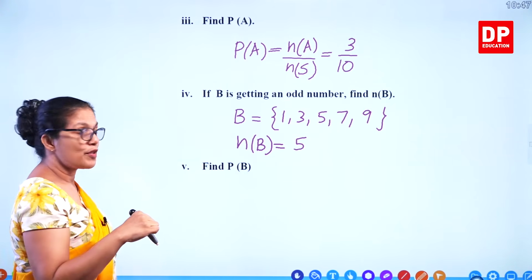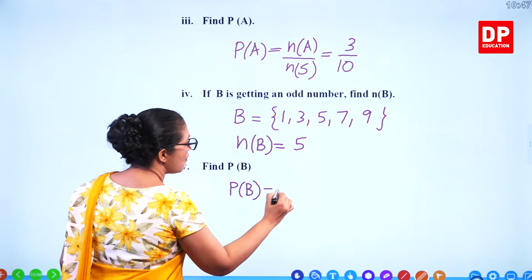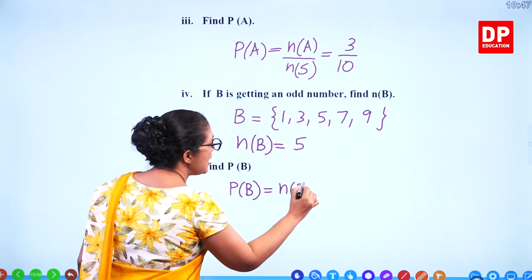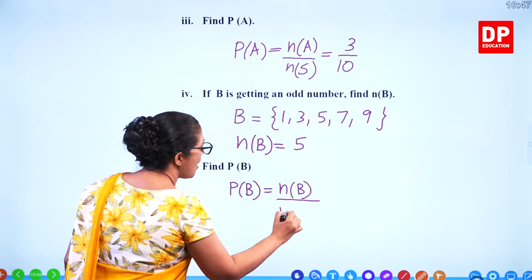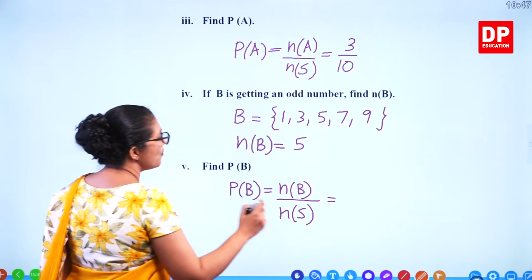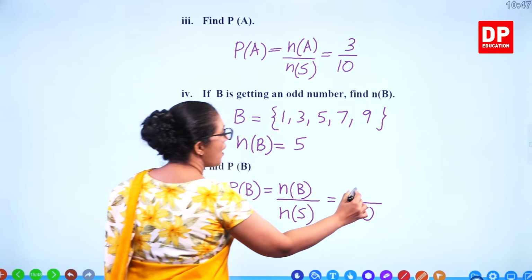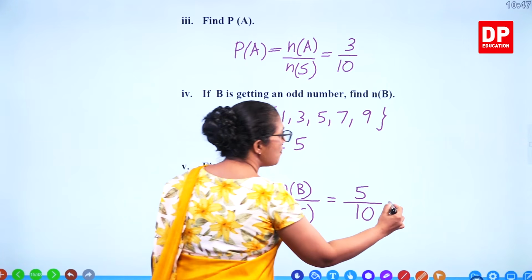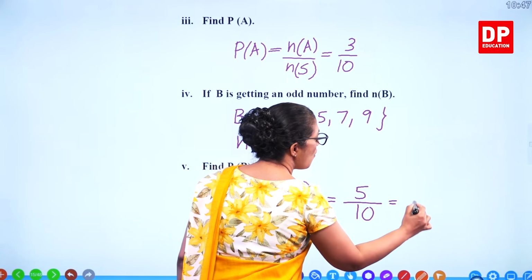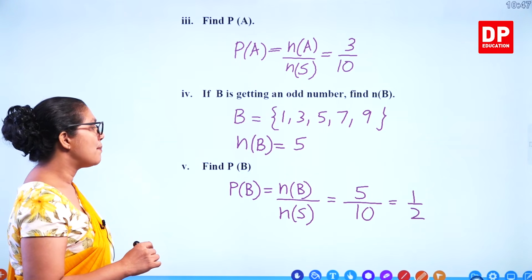So how do we find the probability of B? You can find the number of elements in B and divide by the number of elements in the sample space. We know that this is 10 and B is 5. 5 over 10. Simplify, you can get 1 over 2, dividing both the numerator and the denominator by 5.